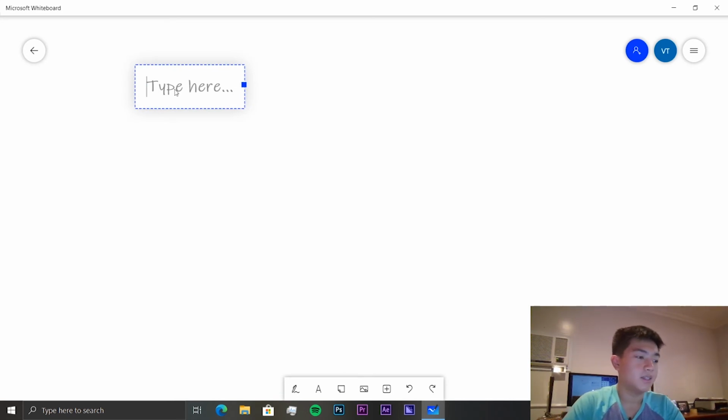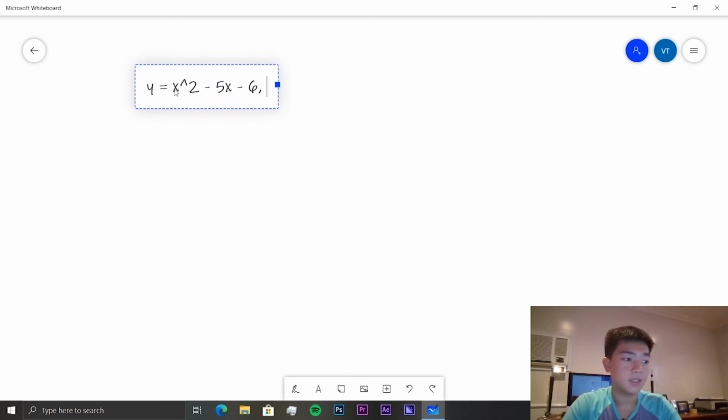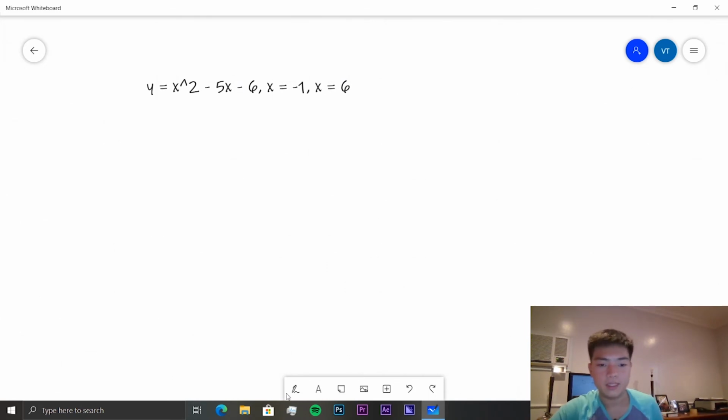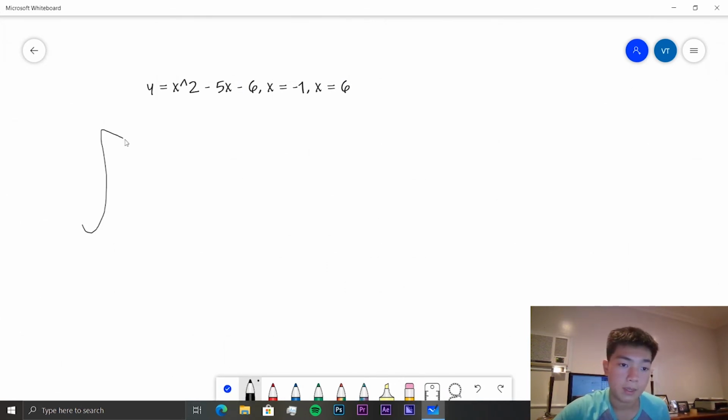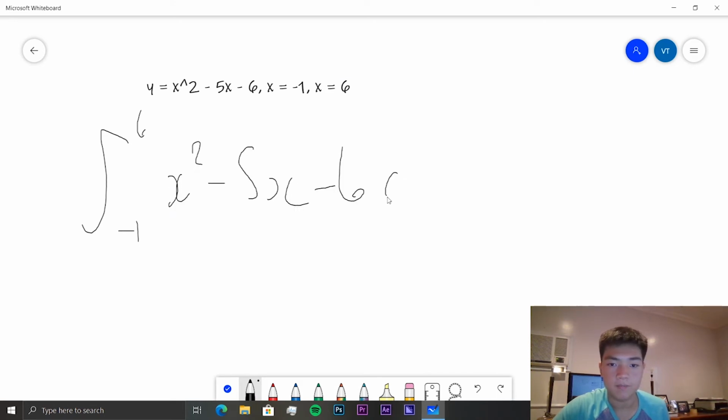And the function is y is equal to x squared minus 5x minus 6 between x is equal to negative 1 and x is equal to 6. So the two roots, more or less. So we need to integrate between negative 1 and 6 of x squared minus 5x minus 6.